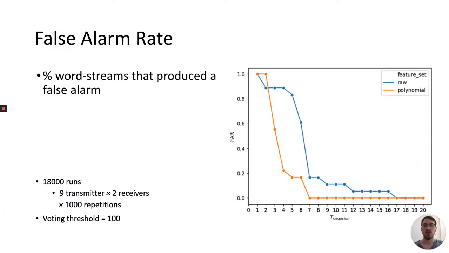Here we see the percentage of word streams in our dataset that had a misdetect. The x-axis is the suspicion threshold, the blue trend is for the raw feature set, and the orange one is for the polynomial feature set. For a suspicion threshold of more than 17, we did not see any false alarm rates in our dataset.